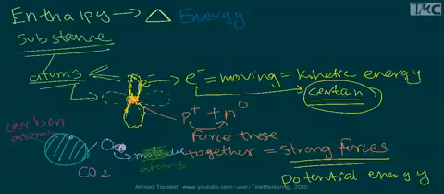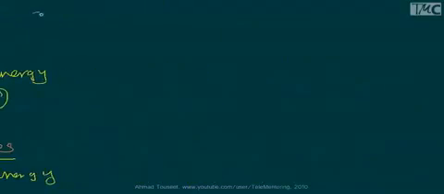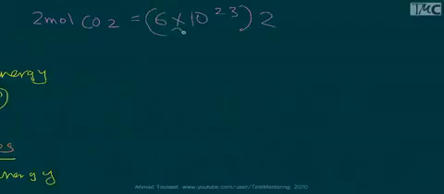Now in a compound of CO2, you would have many CO2 molecules. Say if you had 2 moles of CO2, you would have 6 times 10 to the power 23 multiplied by 2, because that many particles are there in a mole. You'd have that many CO2 molecules.